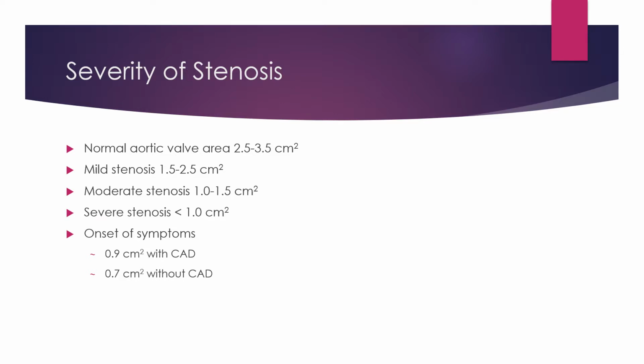The normal aortic valve area is between 2.5 to 3.5 square centimeters. Mild stenosis is between 1.5 to 2.5 square centimeters. Moderate stenosis, 1 to 1.5 square centimeters. Severe stenosis, less than 1 square centimeter. Onset of symptoms is at 0.9 square centimeters with coronary artery disease, and 0.7 square centimeters without coronary artery disease.